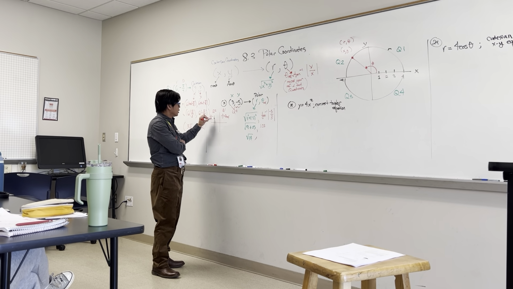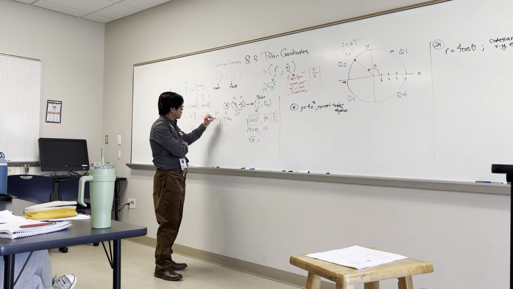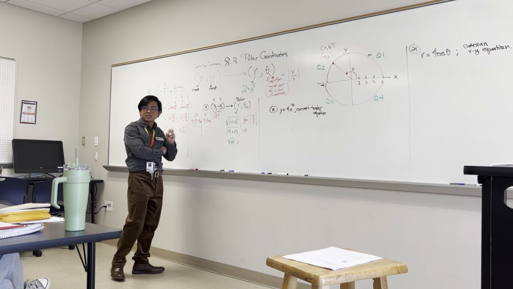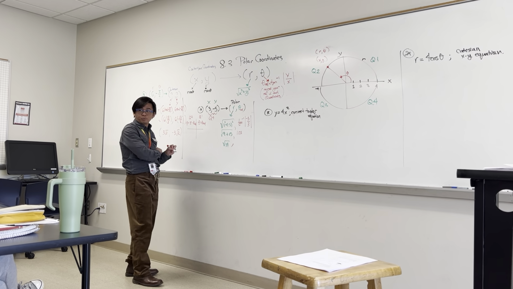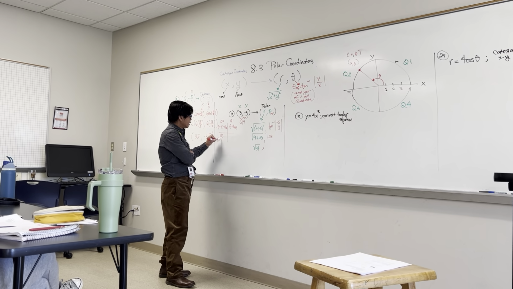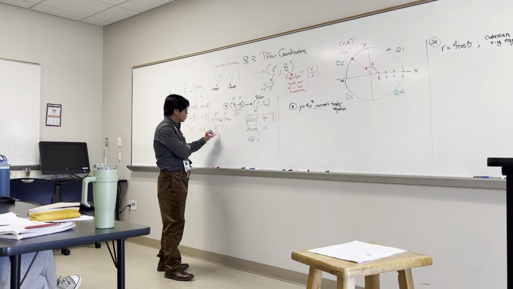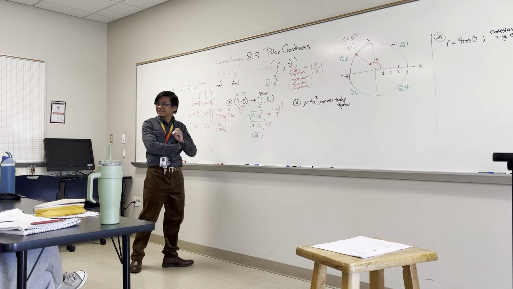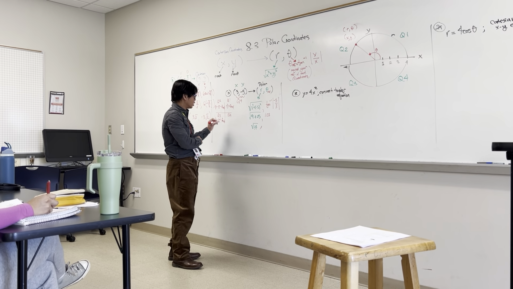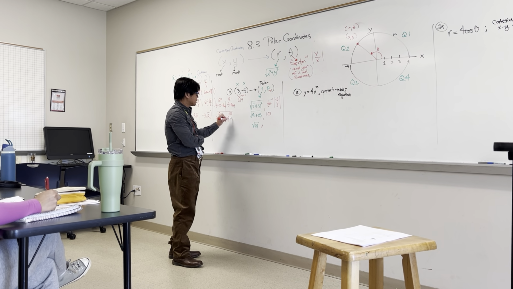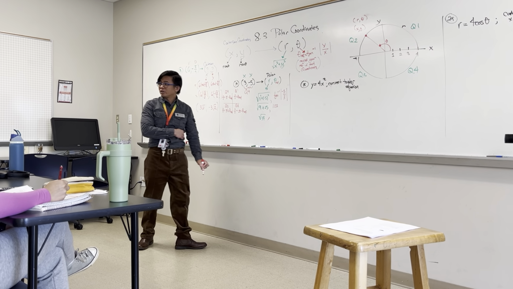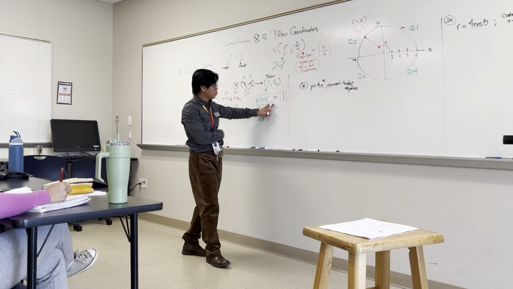Pi minus the reference angle. Whatever your reference angle is, pi minus that, which is 3.14. For quadrant 3, what's our angle? Pi plus whatever your reference angle is. And the last one, for quadrant 4, which is what we're going to use in here: 2 pi minus the reference angle. We good? Right.